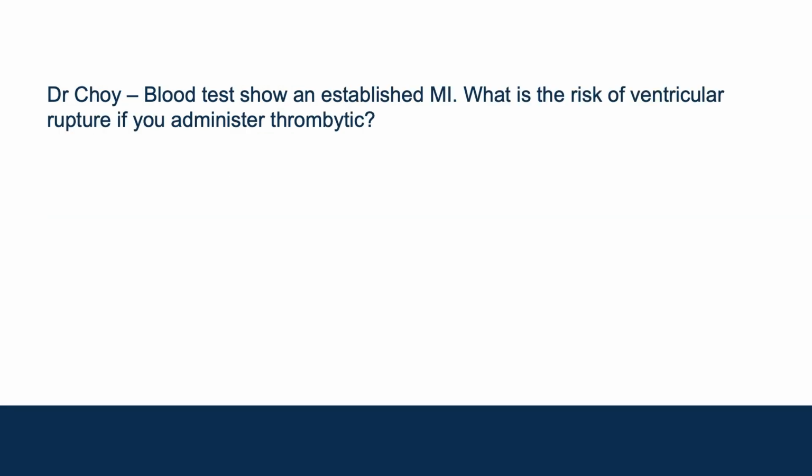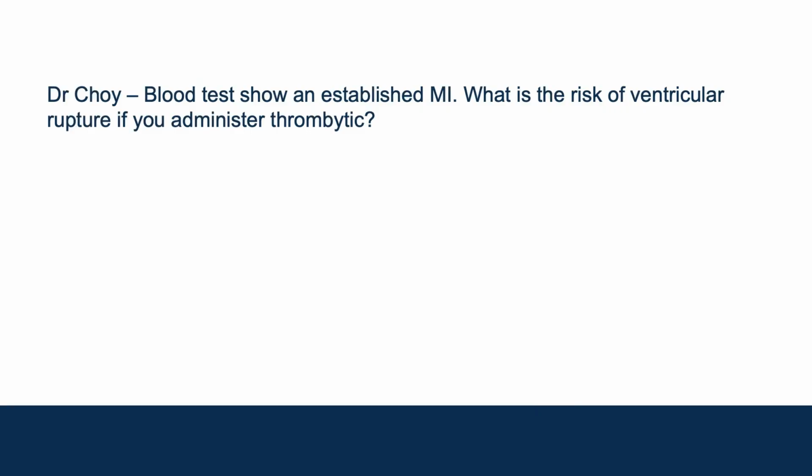So, Dr. Choi, what does the blood test show? The blood test shows an established MI. What is the risk of ventricular rupture? I think you wouldn't consider thrombolytic here. No, let's assume that you are somewhere and somebody decides you want to give thrombolytics because he's still having chest pain. Would you give it? And is there a danger of ventricular rupture if you had given thrombolytics?